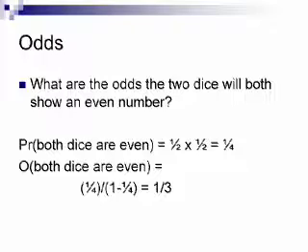For example, what are the odds that two dice will both show an even number when rolled? The probability that both will show an even number is 0.5 times 0.5, or 0.25. Therefore, the odds that both are even is 0.25 divided by 1 minus 0.25, or 0.25 divided by 0.75, which is 0.33. That completes this module.